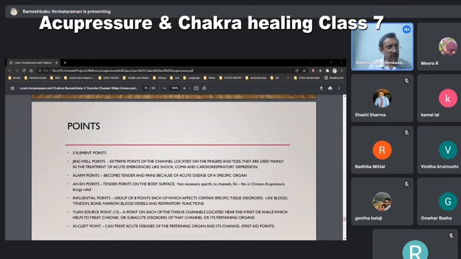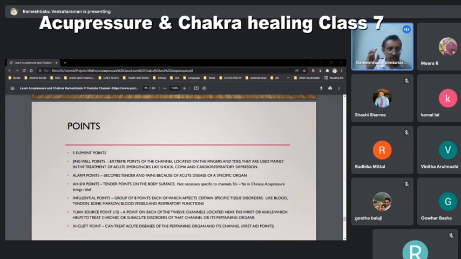And LU11 is the wood point. And LU11 is also the jing-well point, because LU11 is where the channel ends. LU1 starts from here and it ends in this thing, right? So LU11 is the wood point. So you understand here, right?